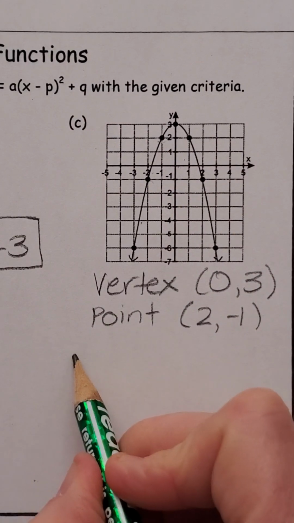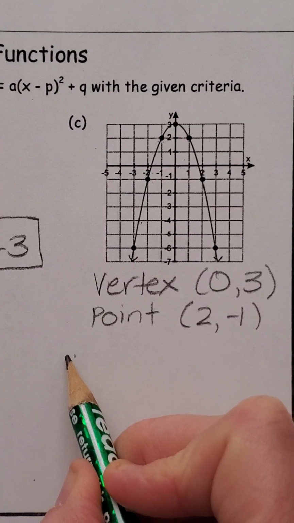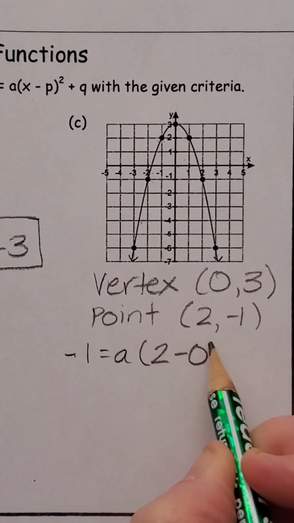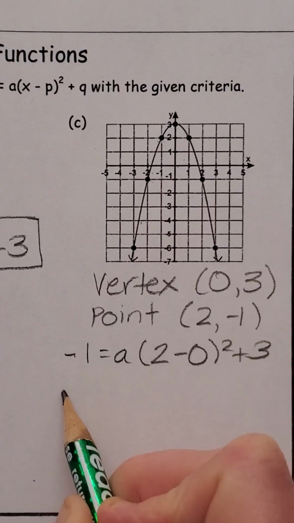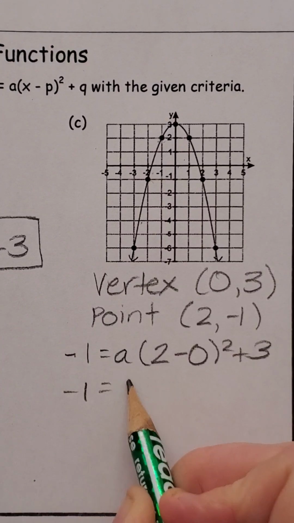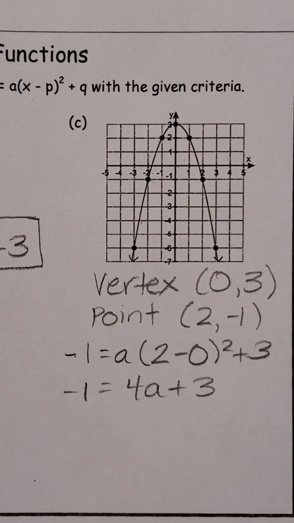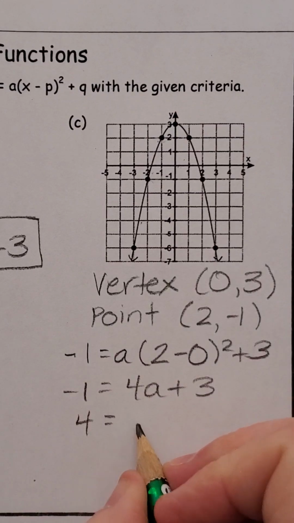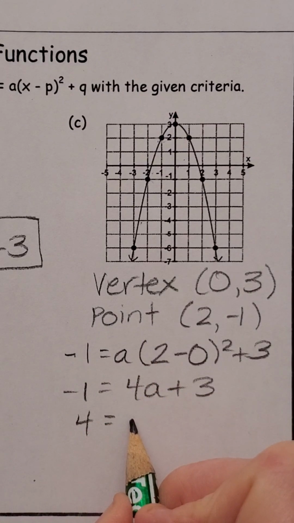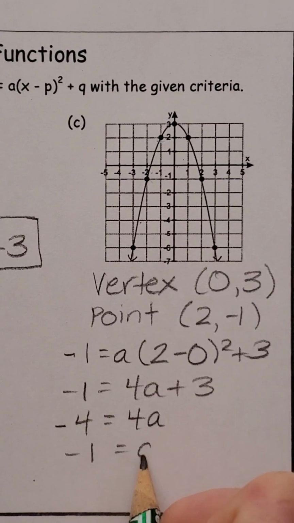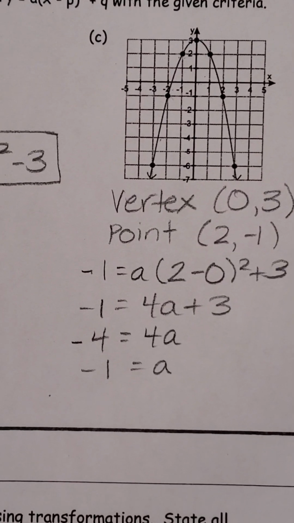And once again, substituting that in, -1 equals a(2 minus 0) squared plus 3. -1 equals 4a plus 3. These are all nice numbers, but a can be a fraction, of course, we know that. -4 equals 4a, and there we go. So now we'll put that into, running out of room here.